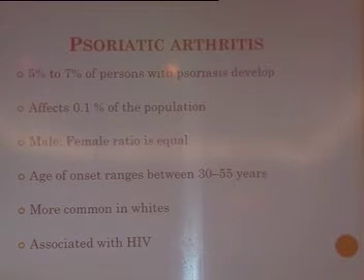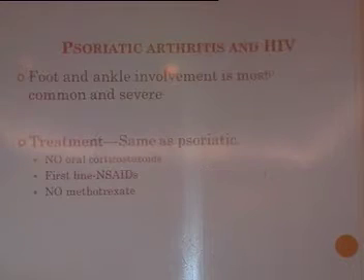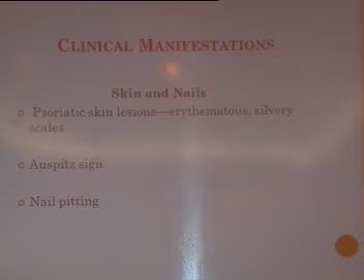Coming to psoriatic arthritis, the epidemiology: about 5 to 7% of patients with psoriasis develop psoriatic arthritis, with 0.1% of the population affected. Here the male-female ratio is almost equal and the onset is at a little later age. A word about psoriatic arthritis associated with HIV, it is a little different. Here foot and ankle involvement is the most common and very severe. The treatment is almost the same as for psoriatic arthritis, except that we avoid using steroids and methotrexate in this.